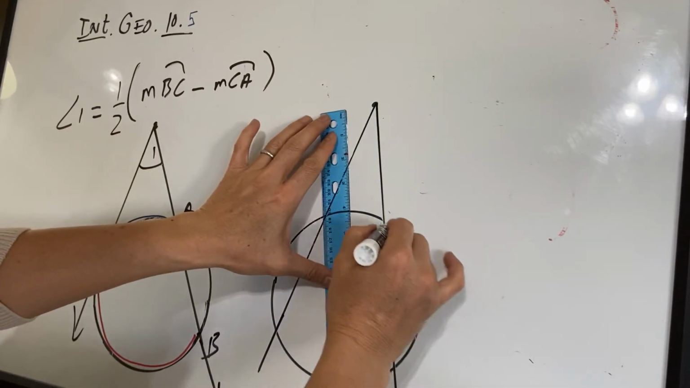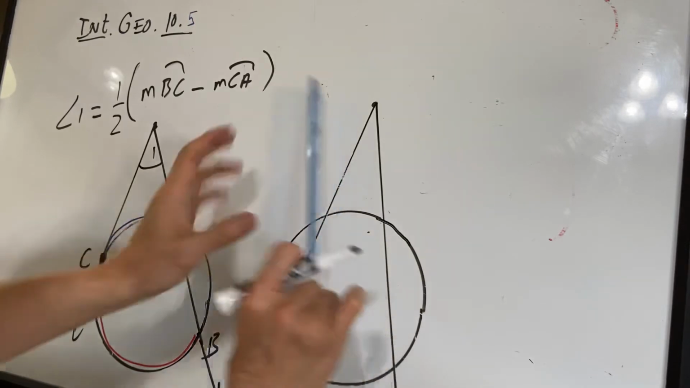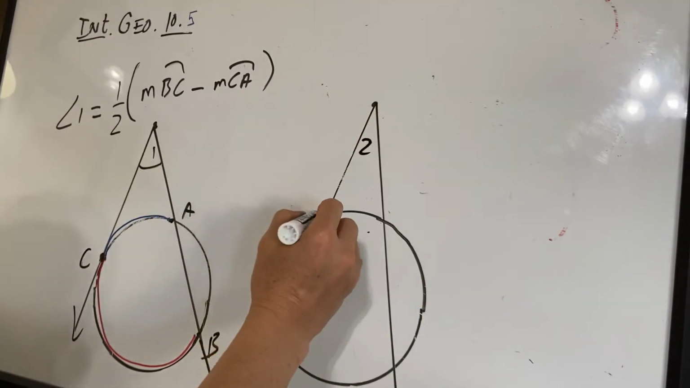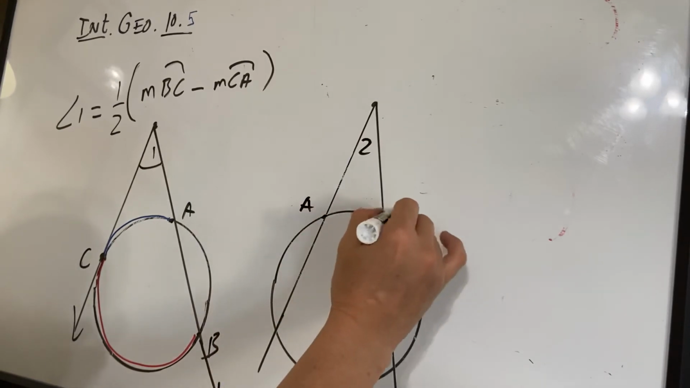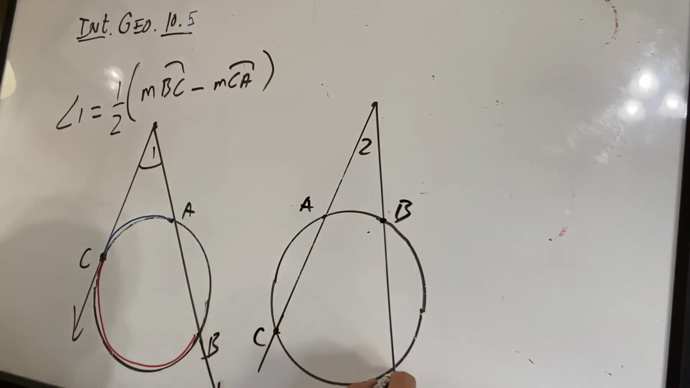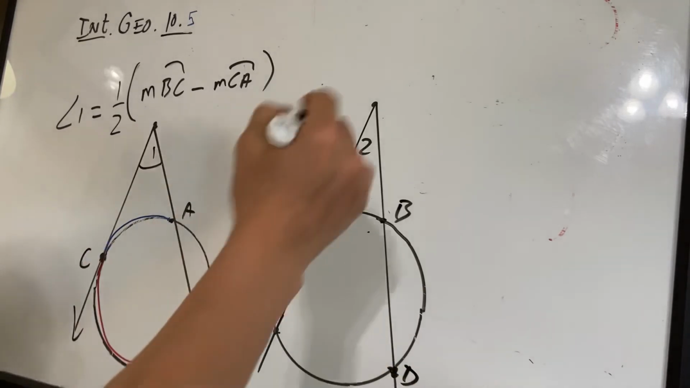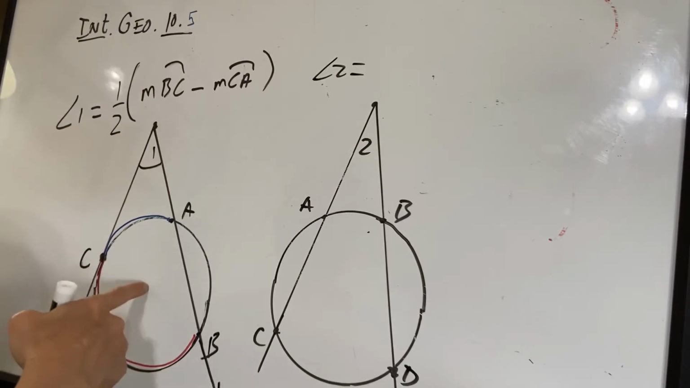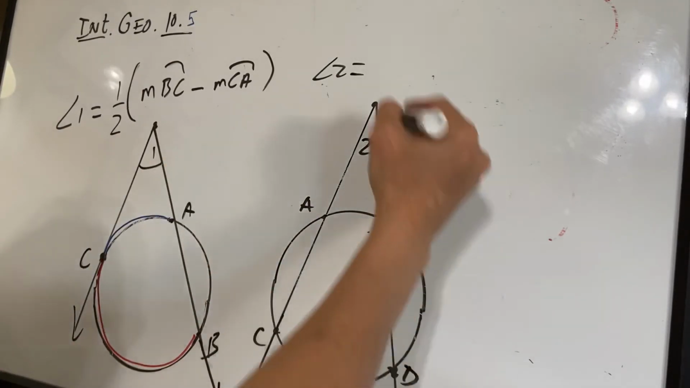Ladies and gentlemen, same principle applies. Suppose this is angle 2, and this is point A, this is point B, this is point C, this is point D on the circle. Then you would say, Mr. Dan, what would angle 2 look like? Same principle applies. You see it? Yep, same. Which is what?